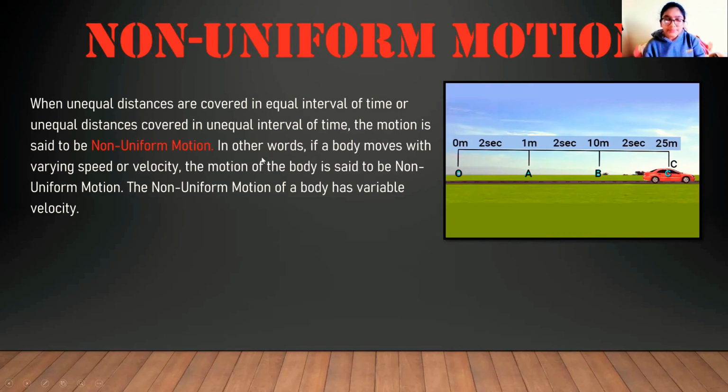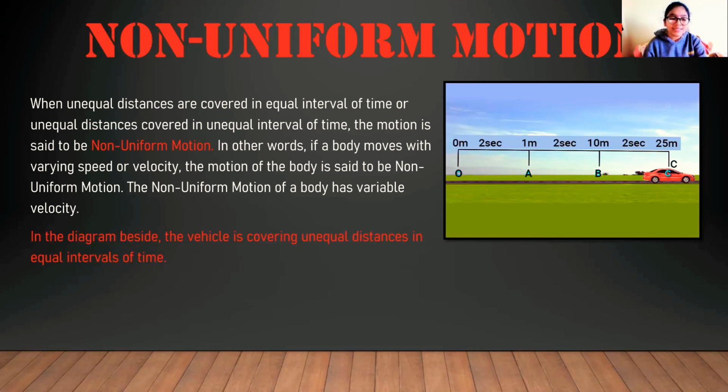Now let's read. In other words, if a body moves with varying speed or velocity, the motion of the body is said to be non-uniform motion. Non-uniform motion of a body has variable velocity. What does variable mean? Variable means it is changing from time to time. Constant means it is the same all the time. In the diagram beside, the vehicle is covering unequal distances in equal intervals of time. So this was a short description about non-uniform motion.